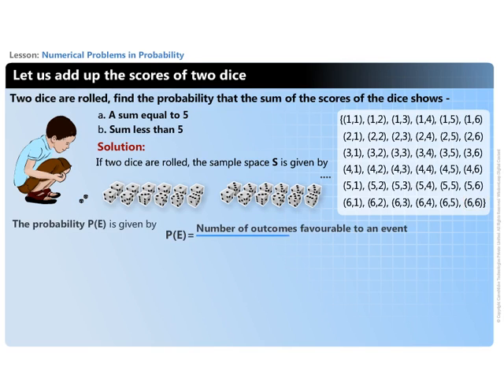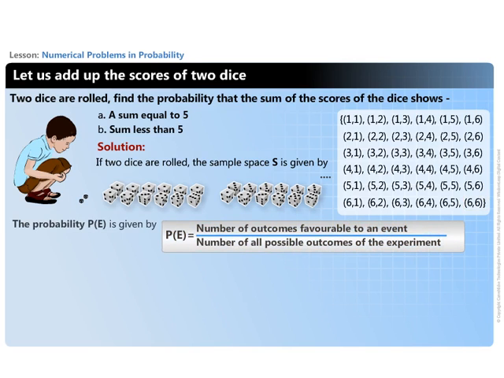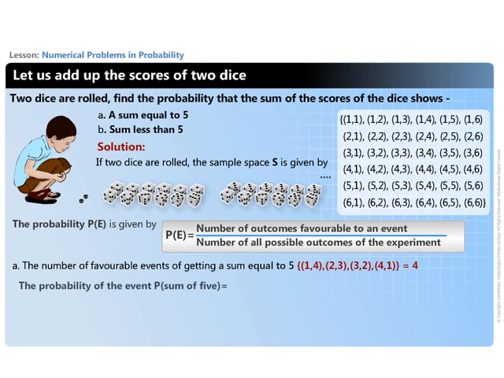We know that the probability P(E) is the ratio of the number of outcomes favorable to an event to the number of all possible outcomes of the experiment. The number of favorable events of getting a sum of 5 is (1,4), (2,3), (3,2), (4,1), that is equal to 4. So, the probability of the event, sum of 5, is equal to 4/36, that is equal to 1/9.